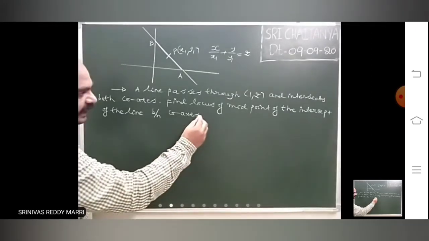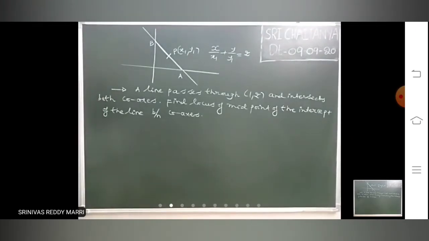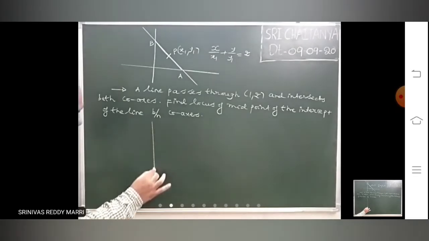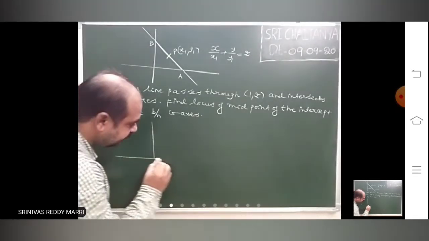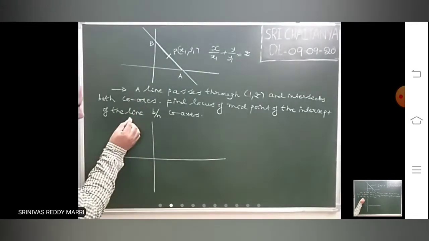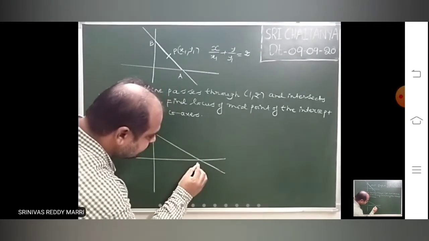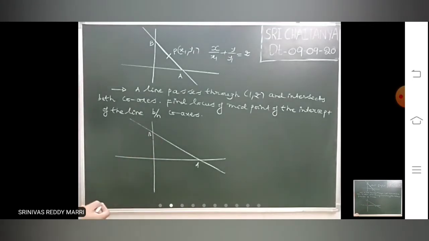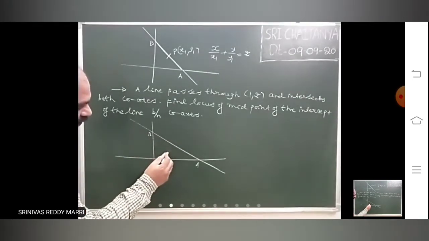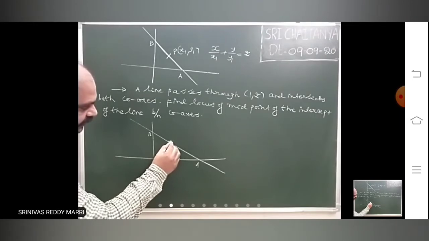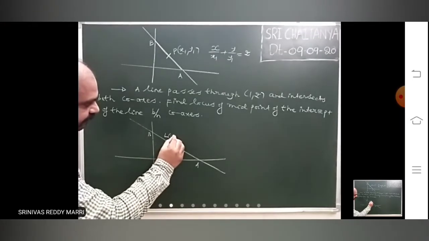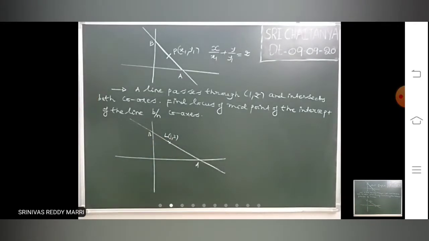So a line will be there, it will be intersecting the coordinate axes. This model will ask you to find the locus of the midpoint of the intercept. A line is there, it is intersecting the coordinate axes, and it is also given that it passes through (1, 2). So let us say this point is (1, 2), and it passes through (1, 2). So this is a point on the line.